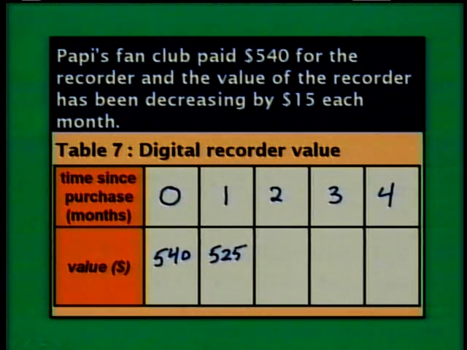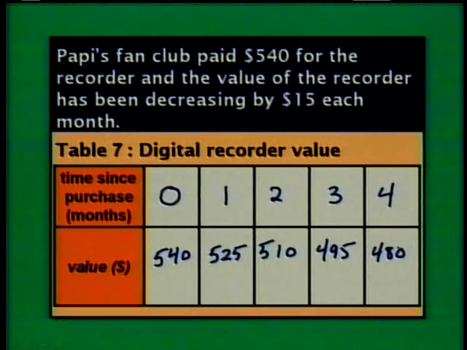Another month later, the value loses another $15. Another month later, value loses another $15. Yet another month later, value loses yet another $15. If this trend continues, eventually this digital recorder will be worthless. Its value will be 0. But that is if this trend continues.